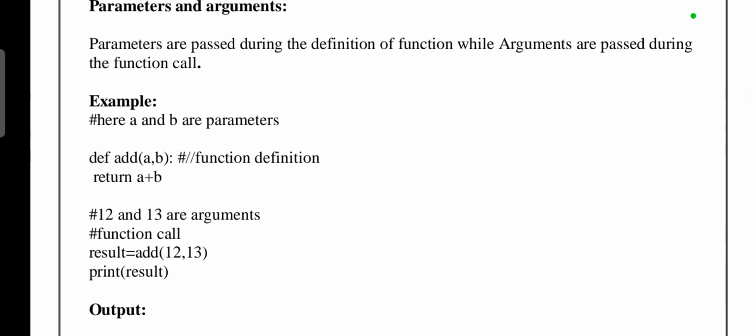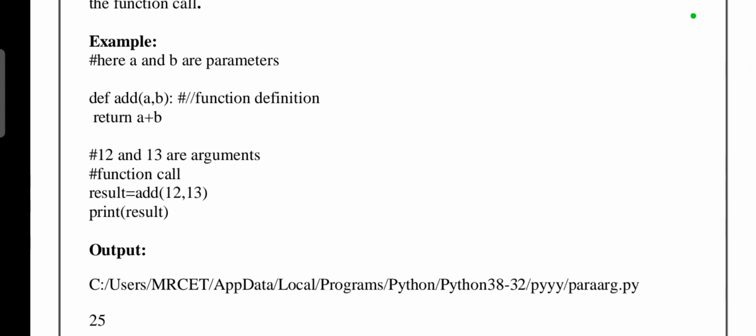Use the example here. Here A and B are the parameters. The definition is add of A comma B, return A plus B. Here the first one is the function definition, and A and B are parameters. Here the arguments are 12 and 3. Function call: result equals add of 12 comma 3. Print result.